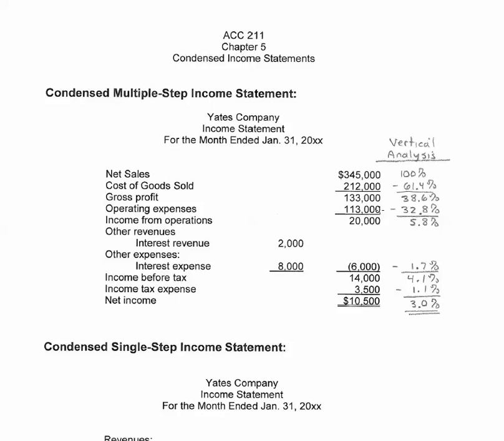So the key ratios, two of them that you need to know here from Study Objectives 6 and 7, are the gross profit rate and the profit margin.